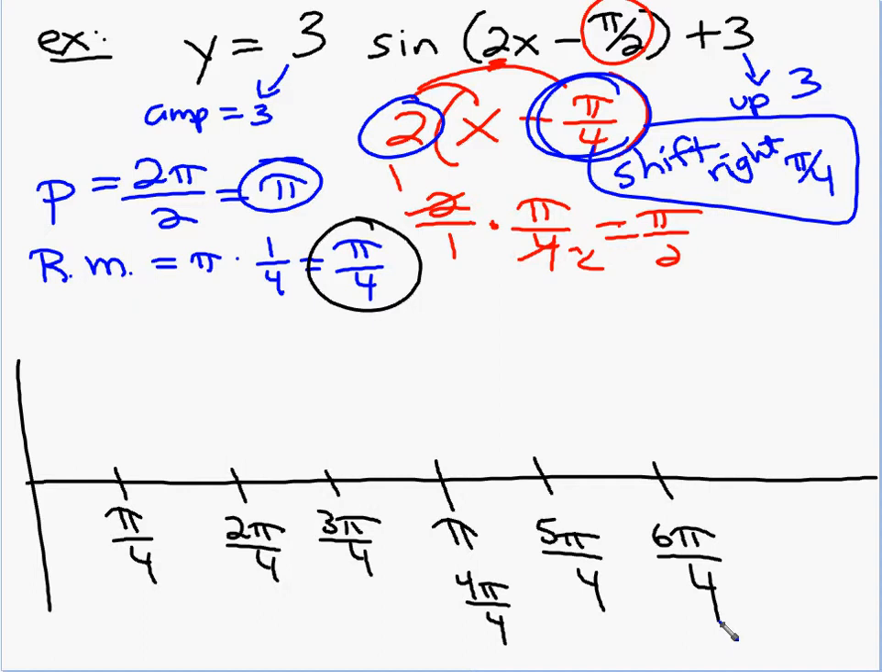So my amplitude was 3. I'm going to make this kind of short so that I have room to move it in a minute. So there's 3, there's -3, and now I can put in my dots. We're doing sine, so I start at 0, 0, 3, 0, -3, 0.